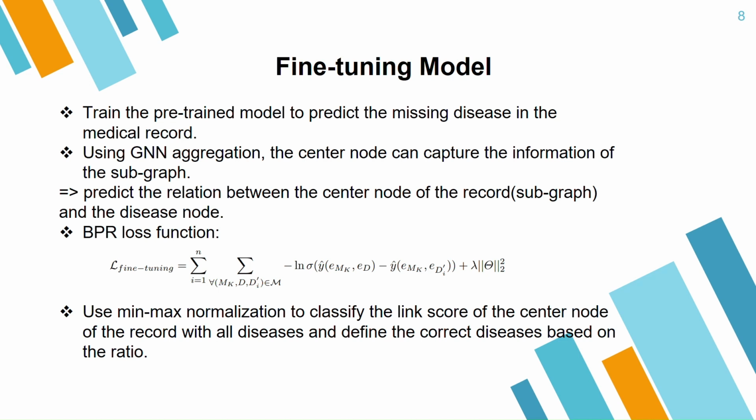So we can predict the relation between the medical records and the missing disease node. So we use the BPR loss function to compare the positive and the negative, and our goal is to predict the disease information from the incoming medical records.